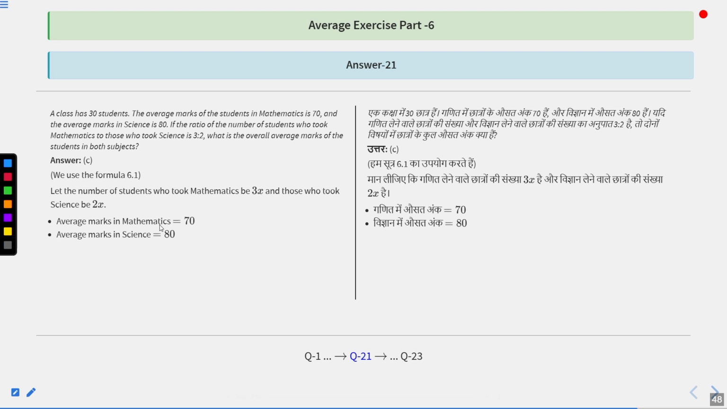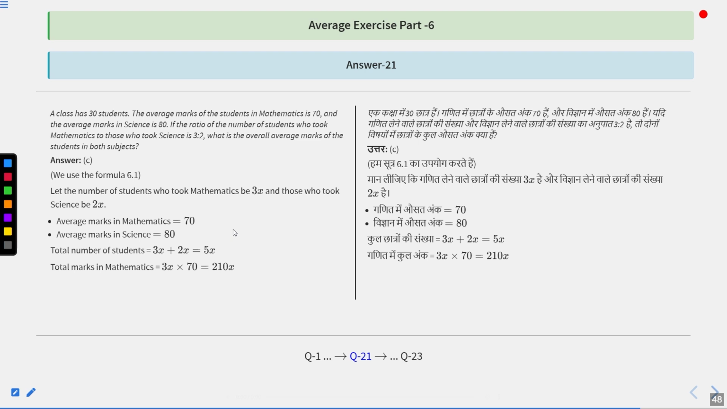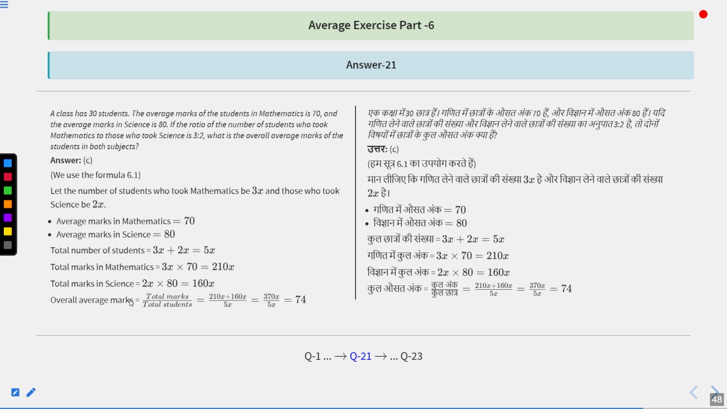Now the average mark in mathematics is given as 70 and the average mark in science is given as 80. So we can calculate the total number of students, which is 3x plus 2x, becomes 5x. And we can also calculate the total marks in mathematics and total marks in science, which is 210x and 160x. Clear? So what will be the average mark? Total marks upon total students.